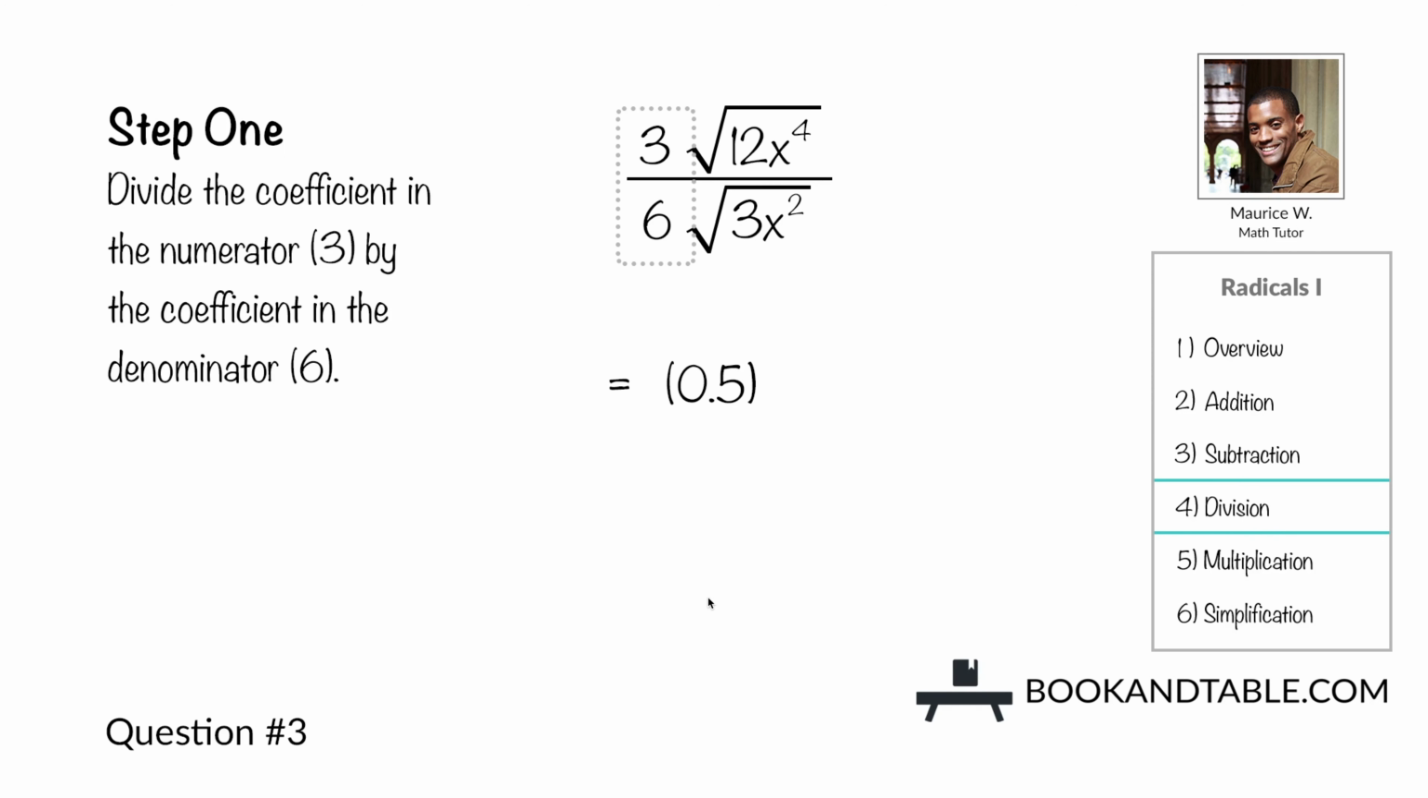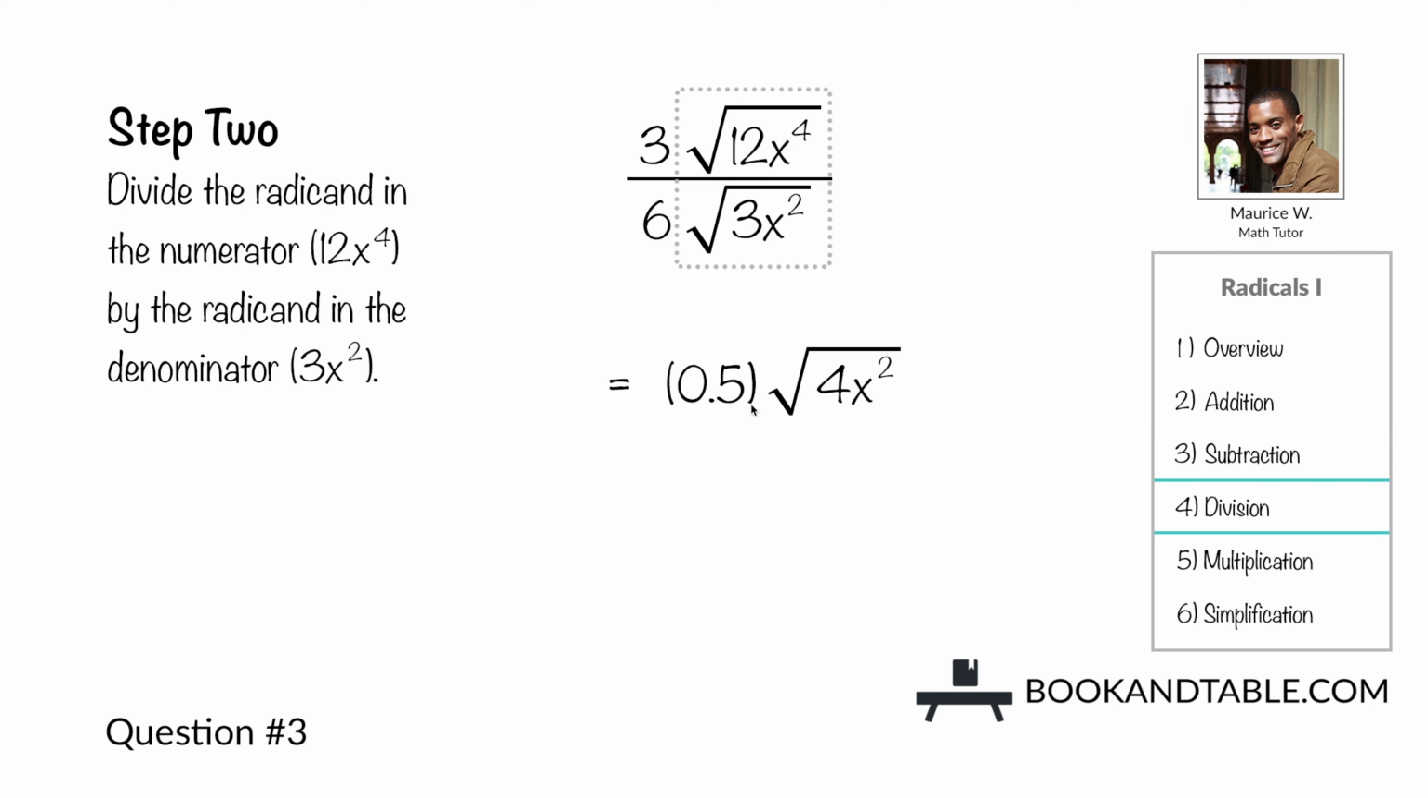Question number 3, step 1, divide the coefficient in the numerator, 3, by the coefficient in the denominator, 6. 3 over 6 is equal to 1/2, or 0.5 in decimal form. Step 2, divide the radicand in the numerator, 12x to the 4th, by the radicand in the denominator, 3x squared. 12 divided by 3 is equal to 4. When you are dividing variables with exponents, you subtract the exponent in the denominator from the exponent in the numerator. So 4 minus 2 gives you 2.